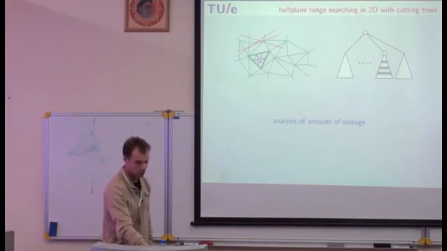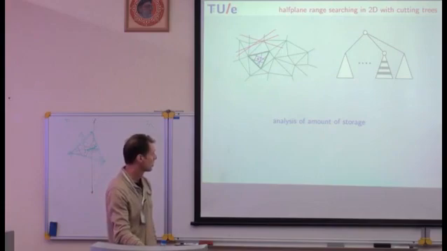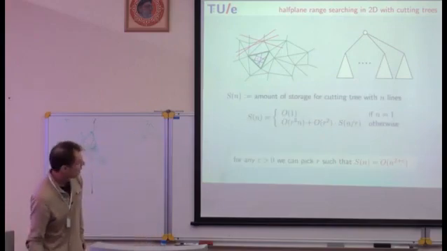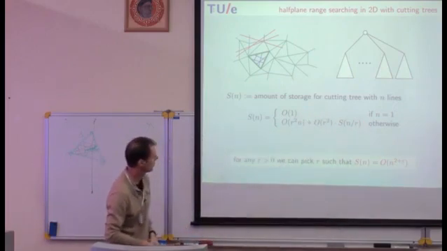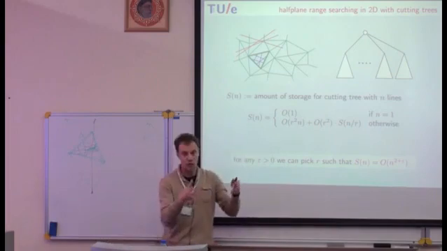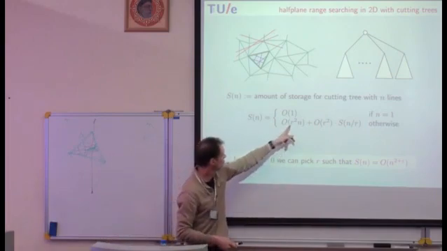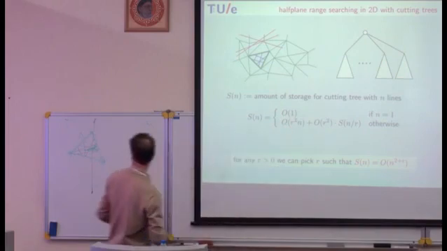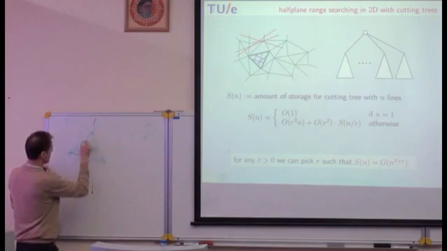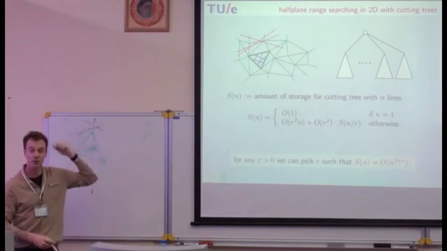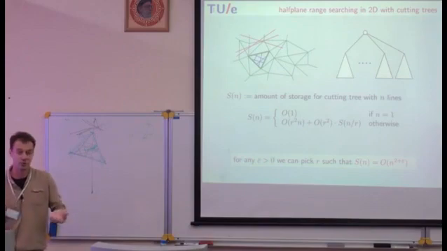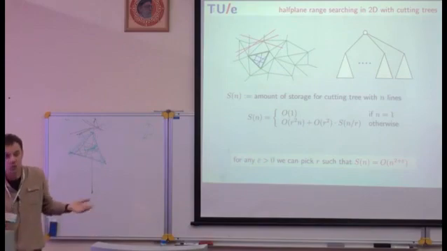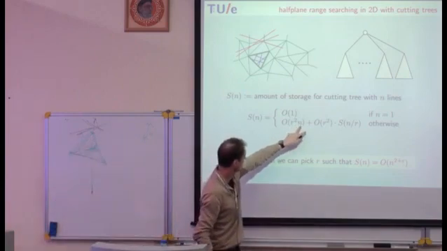So what about the amount of storage? Well, again, at the leaf, I just store the line. Otherwise, I have r squared triangles. For each one of them, like for this triangle, I'm going to store all the lines above it, these red lines in the previous picture. There could be all of them at most. So r squared times n.